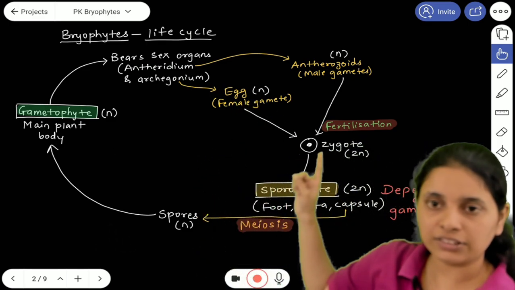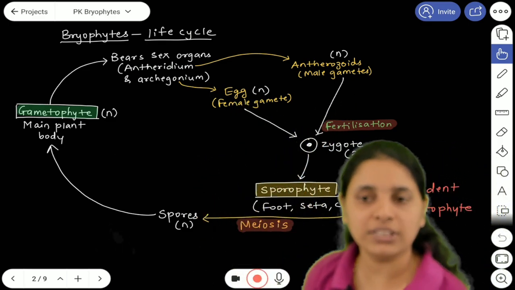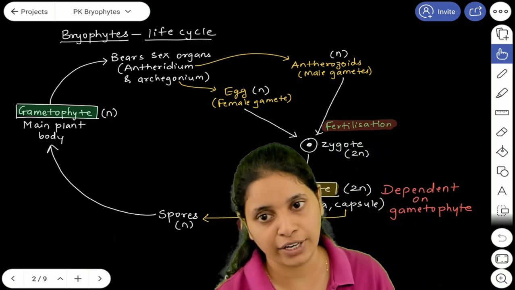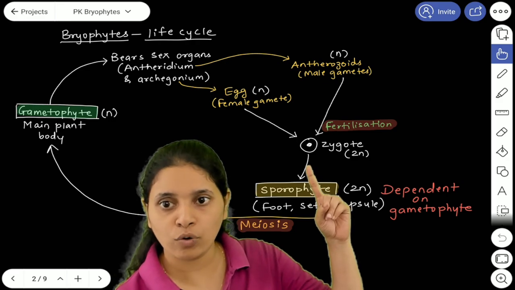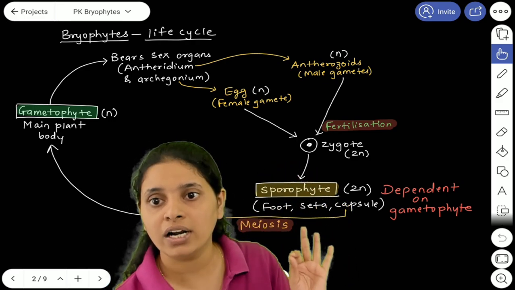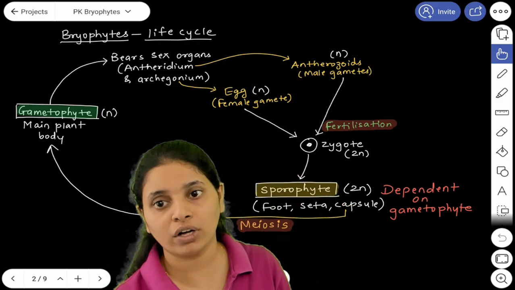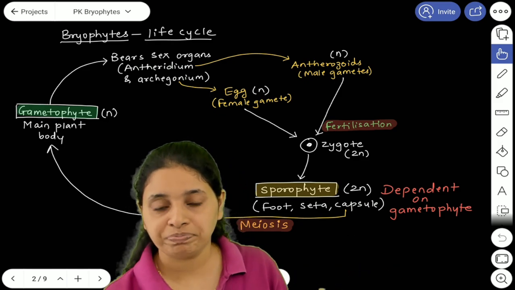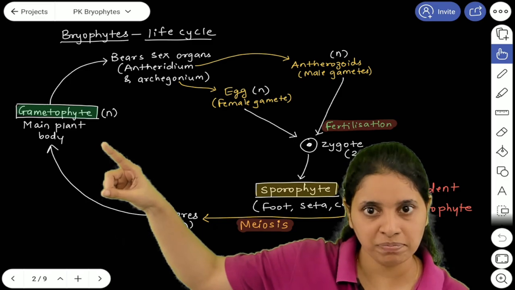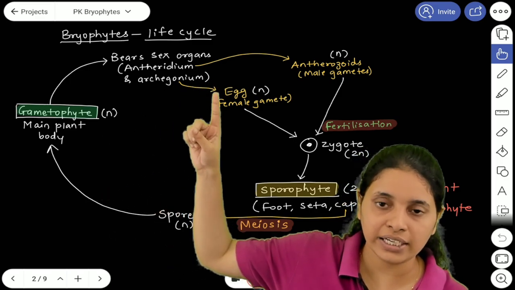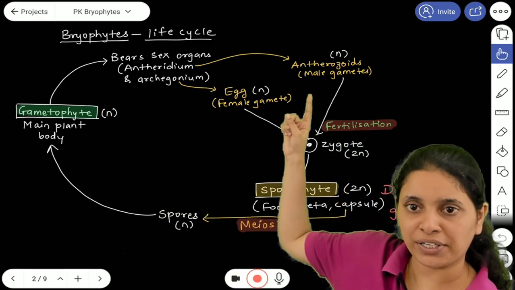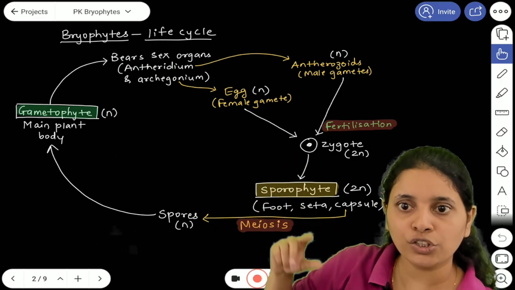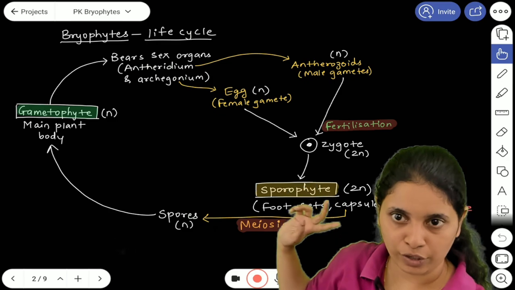So the egg cell, that is the female gamete, and the anthrozoid, that is the male gamete, both haploid gametes, will fuse to form zygote. As you can see here clearly, zygote is being formed and the process is called fertilization, or you can also call it syngamy. So gametophyte is haploid, it bears the sex organs antheridium and archegonium, it produces the respective gametes, gametes are brought together, they are fused, so fertilization occurs and you have a diploid zygote.